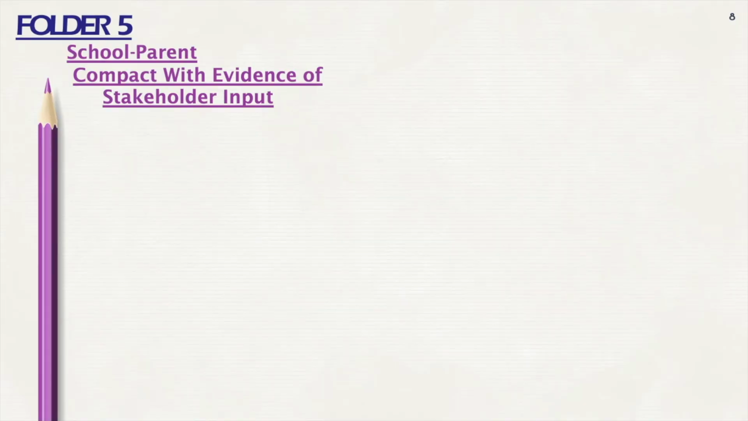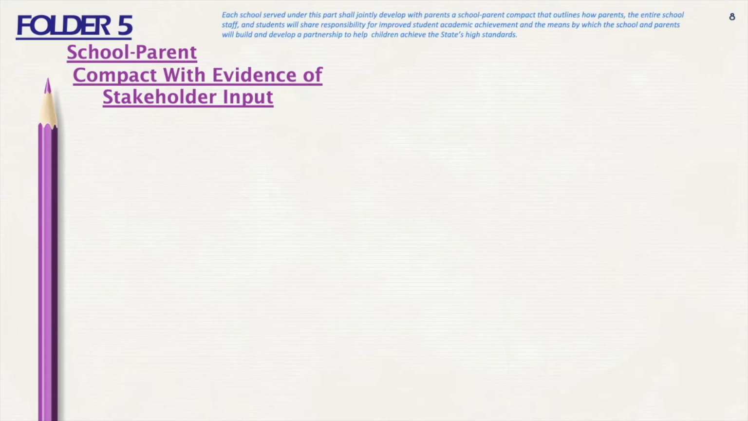Folder 5, School Parent Compact with Evidence of Stakeholder Input. We have to do the compact and update it yearly because each school served under this part shall jointly develop with parents a school parent compact that outlines how parents, the entire school staff, and students will share responsibility for improved student academic achievement and the means by which the school and parents will build and develop a partnership to help children achieve the state's high standards.